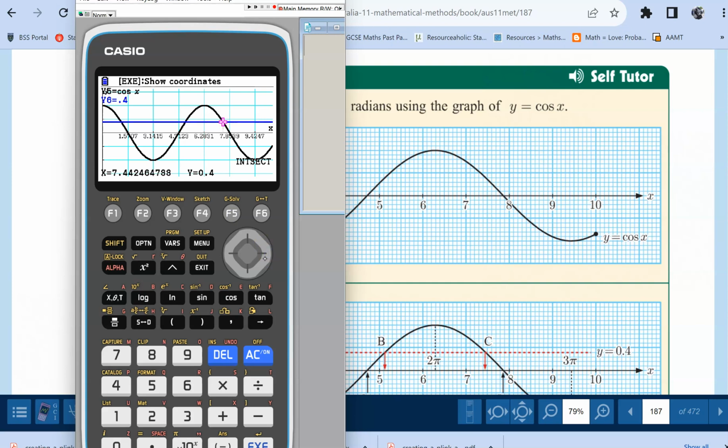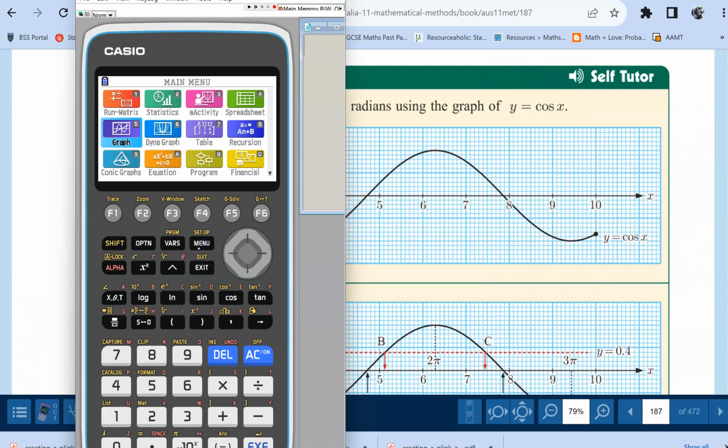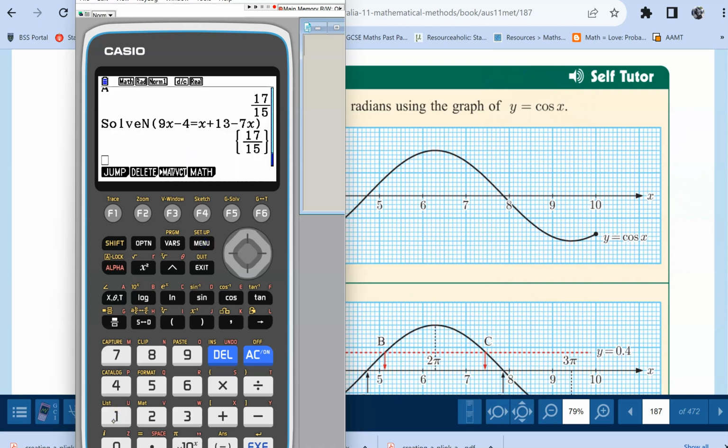Alrighty. Let's go into normal calculator mode. And oh, look at that. I've got it up on the board already. How do we get to solve n? Yes, go. F3. Before I get to F3. Option. So we're going to go options first. Then calc. And then we go solve n. F5.